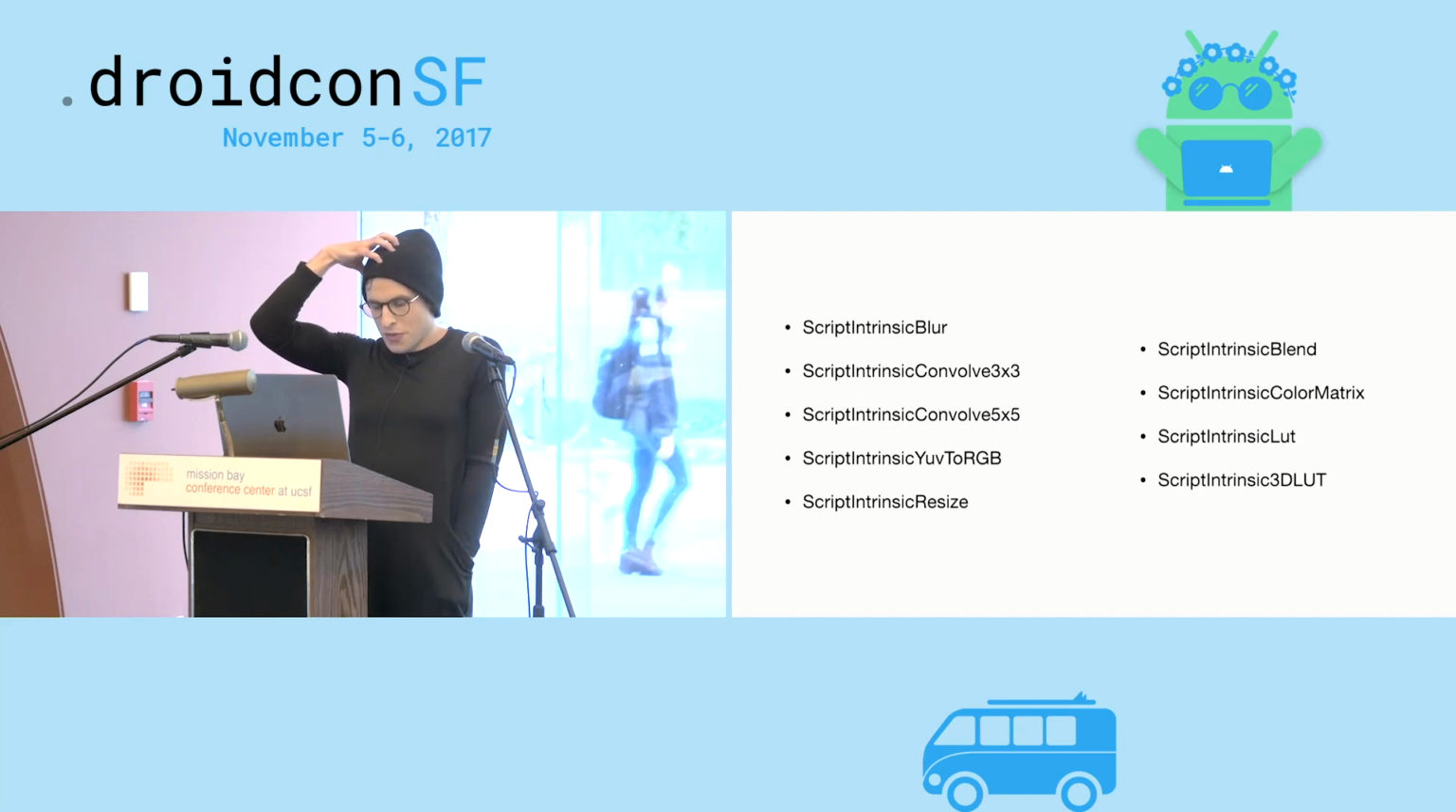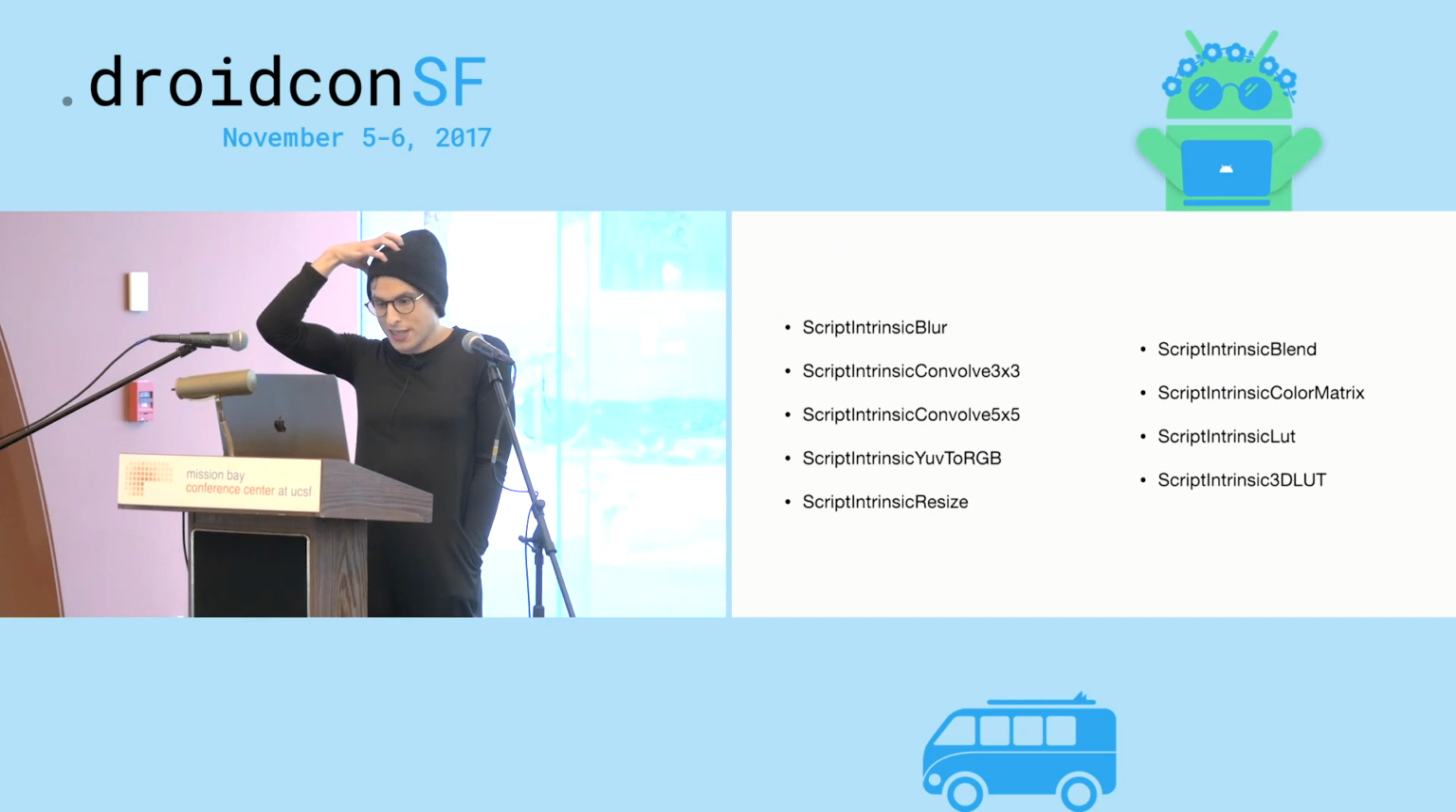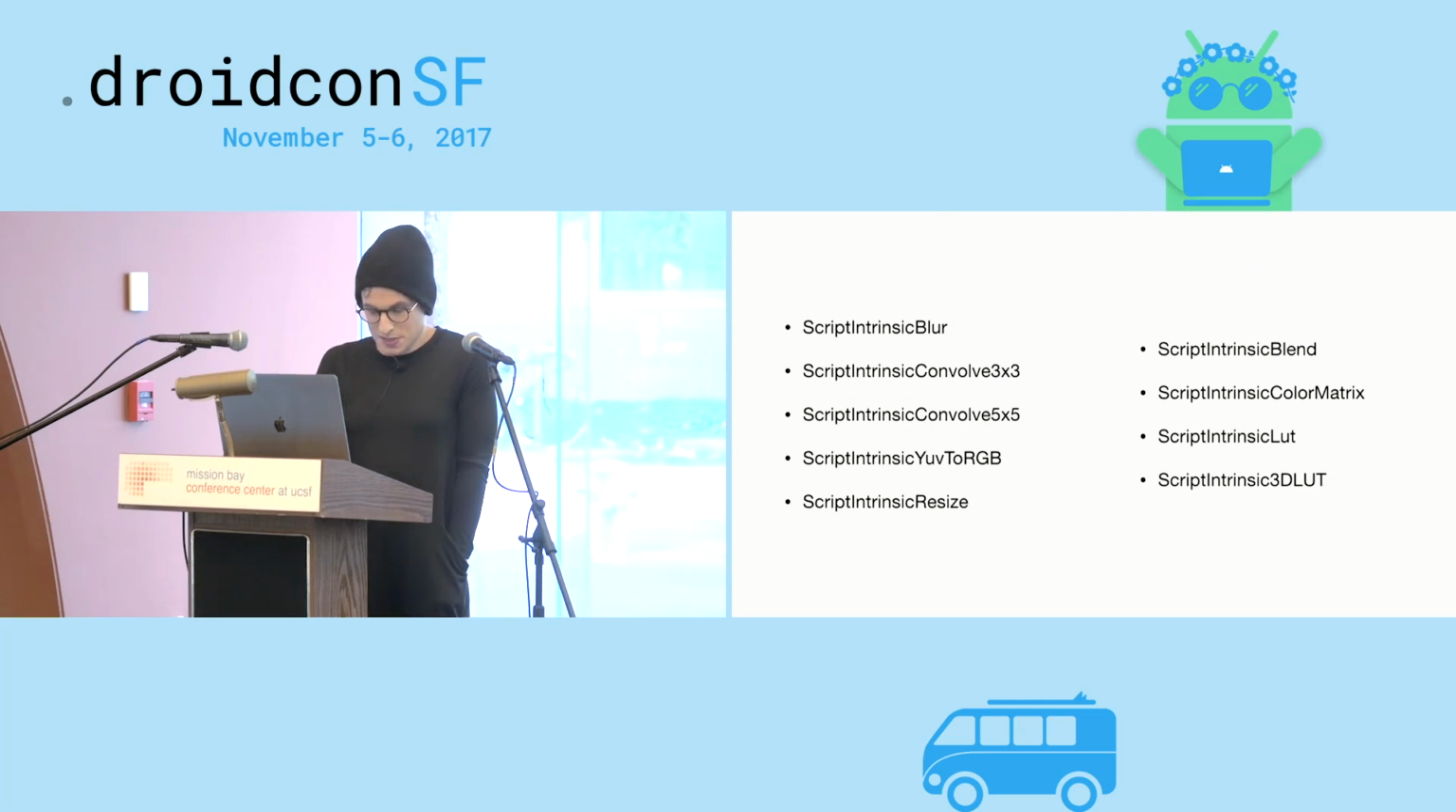Blur, 3x3, 5x5 convolution, which you could use for edge detection or sharpen maybe. The YUV to RGB conversion is pretty incredible. It lets you get camera frames. RenderScripts can get frames directly from the camera in a particular YUV format. You can convert them to RGB and edit them right away. That's what's happening in the app.